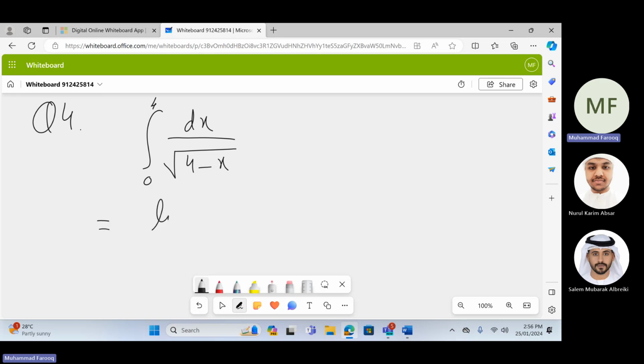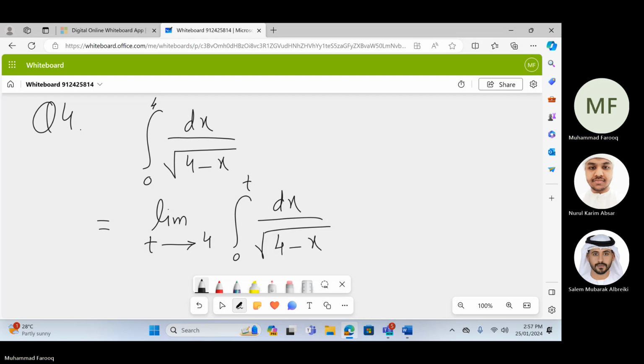Now limit as t approaches 4, integrate 0 to t, dx divided by square root of 4 minus x. Right now, here is a small mistake where you will lose 0.5 marks. So you have to tell me where we have to specify right now. If you do not focus on that, you will lose 0.5. There is a mistake here. t approaches 4 from the negative side.